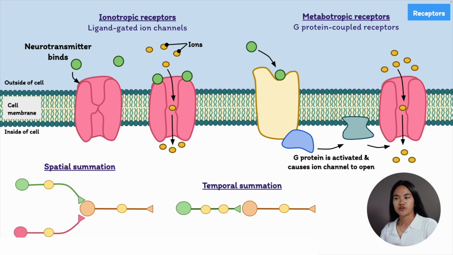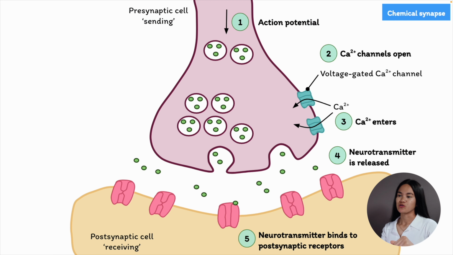So we've covered how neurotransmitters are released, how they bind to receptors on the postsynaptic cell, and how they influence the activity of the postsynaptic cell. What's next? Where do we go from here? Now we need to terminate the signal and allow the postsynaptic cell to recover to its normal resting potential and get ready for new signals.